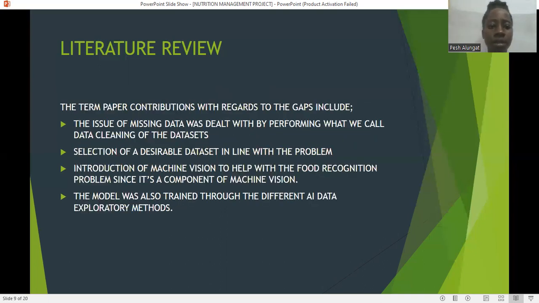So in this system, these are the contributions regarding the gaps. So we chose missing data, which is dealt with by performing what we call data cleaning of our data sets, and selection of a desirable data set. Here we looked in the different websites and came up with a good data set from Kaggle. There is introduction of machine vision, which is being improved to help with the food recognition problem, and a lot of training through the different AI data exploratory methods of the models.